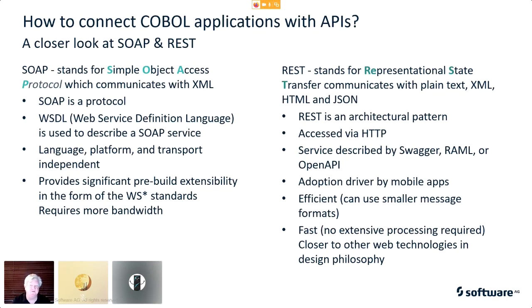So one of the bonuses, it's accessed via HTTP. So it means it's TCP enabled. It's a little bit easier to use. Unlike SOAP, which has a single defined standard, it can be described by a variety of different methods: a Swagger document, a RAML document, or now a growing initiative is the Open API.